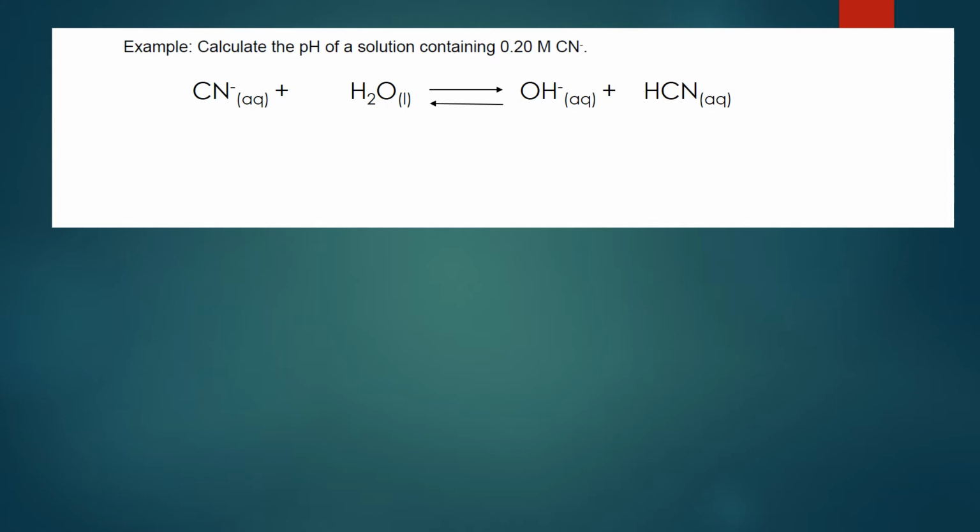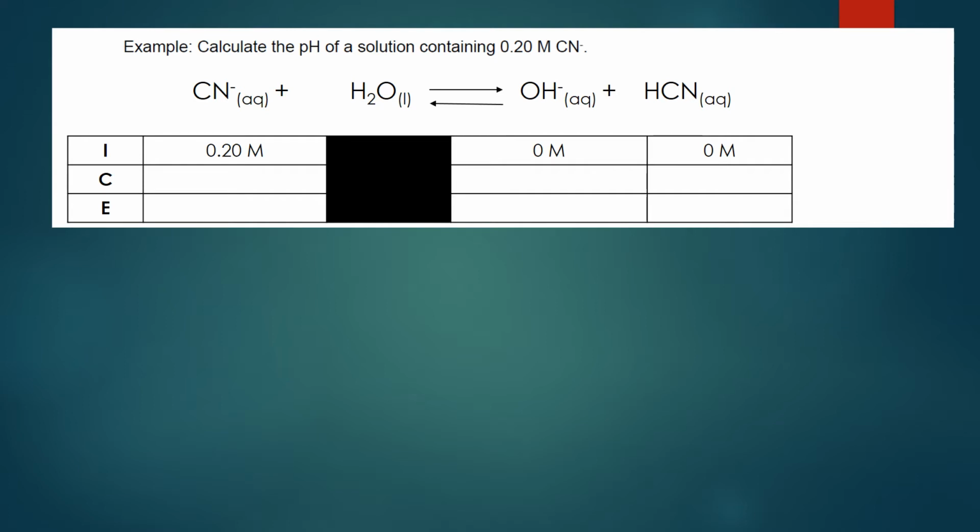So in this example, it says calculate the pH of a solution containing 0.20 molar CN-. So this is the conjugate base of the weak acid hydrocyanic acid, okay? So we're going to take CN-, add it to water, and we get hydroxide and HCN, that conjugate weak acid. Just like in the previous lesson, we're going to set up an ICE table with everything we know in it. So we've got the initial concentration of the CN-, and we're starting with 0. That's our assumption that we're making for our initial concentration of hydroxide and the HCN.